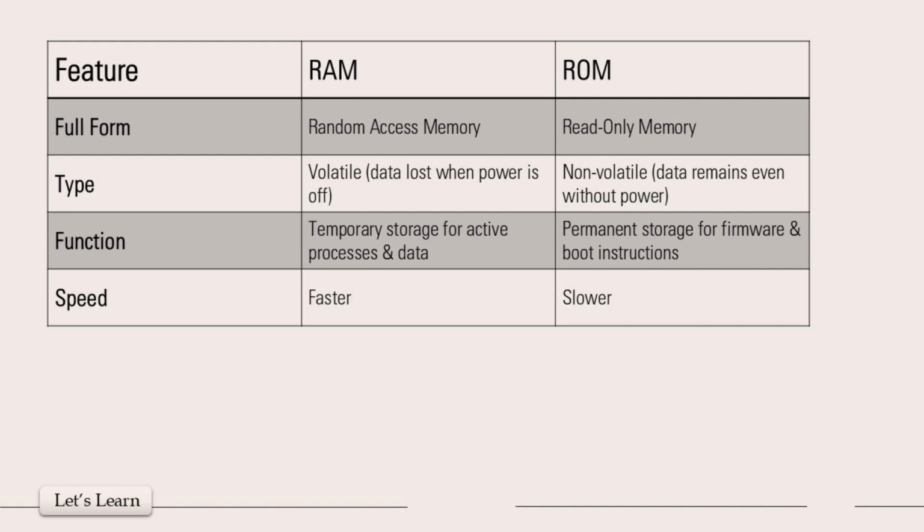RAM is much faster than ROM because it constantly interacts with the CPU to process data in real time. The processor frequently reads and writes data to RAM, so speed is a critical factor.